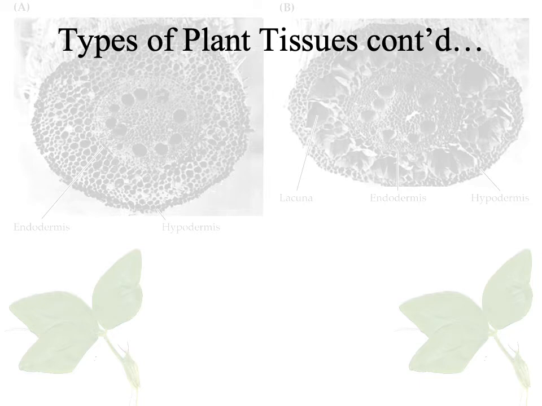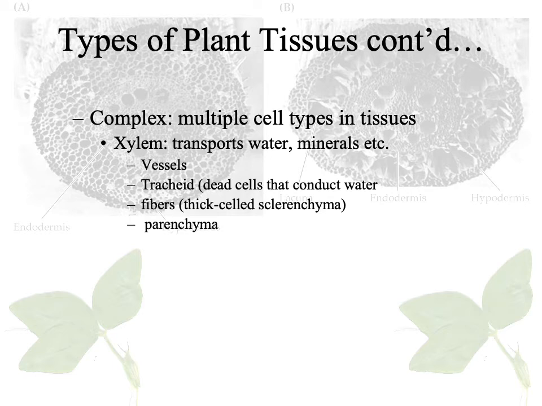And then we can have complex or multiple cell types in tissues. Okay, those were simple. These are complex. So xylem, that part of the center of the stems that conducts water, these are made up of vessels and tracheids and fibers, and some of these fibers are sclerenchyma cells, and some of the tissue is parenchyma cells. So it's mixed, right? It's complex, multiple cell types in these tissues.